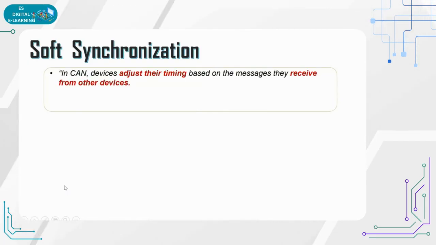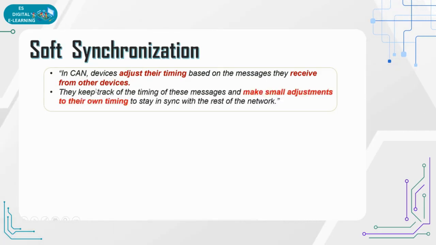And next, coming to soft synchronization. Soft synchronization is whatever messages we are transferring, they should be adjusted within the duration of time. Okay, so the device adjusts the timing based on the messages it receives from the other devices. It will just do a small adjustment, whatever time they defined.